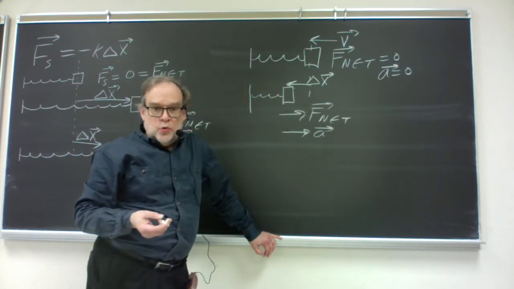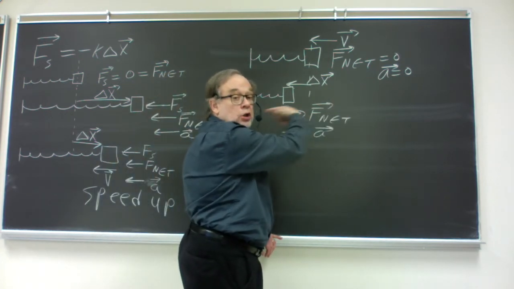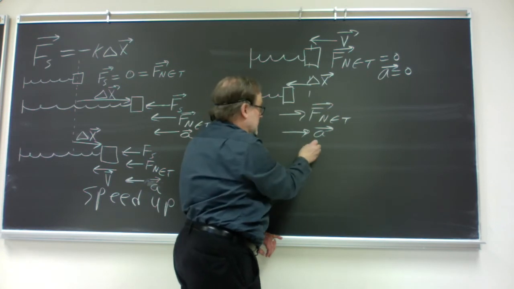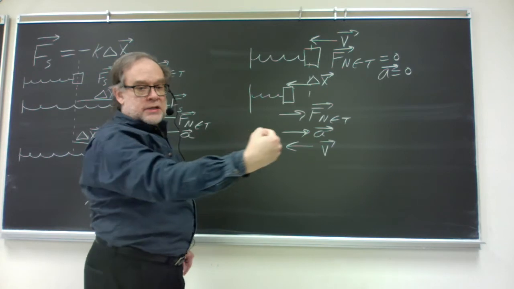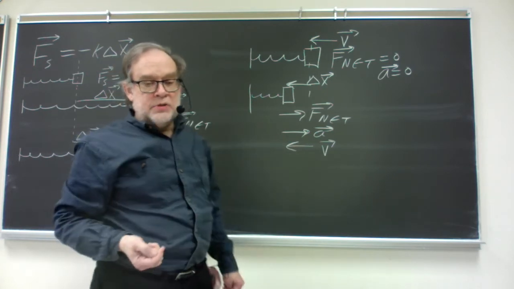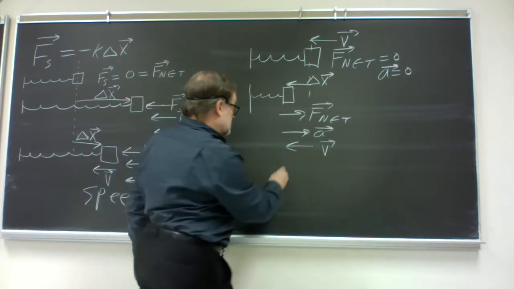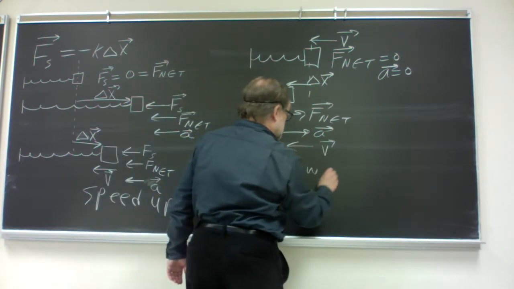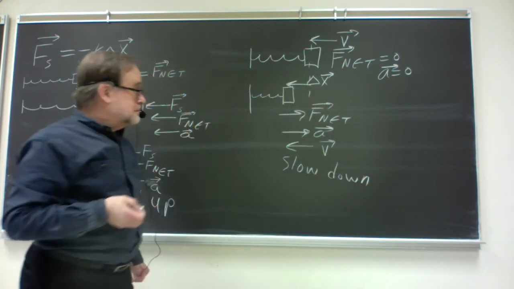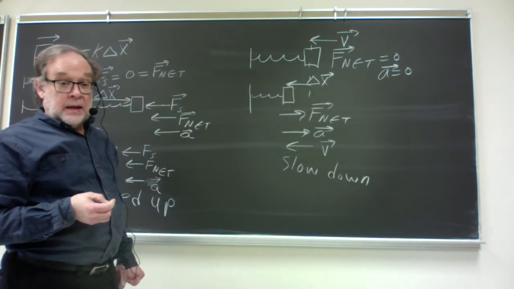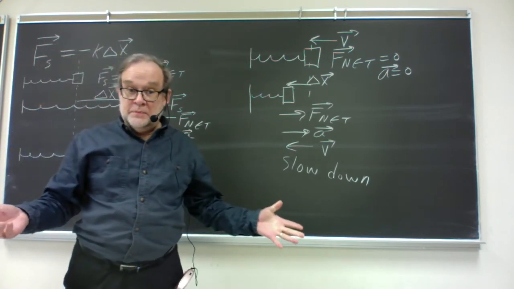And as we know, and remember, the block is still moving to the left. It still has velocity to the left. Whenever you have velocity one way and acceleration the opposite way, the thing slows down. And it'll slow down until eventually it comes to a stop.